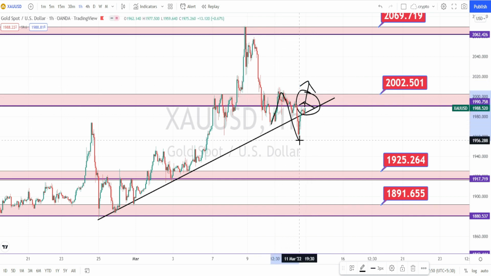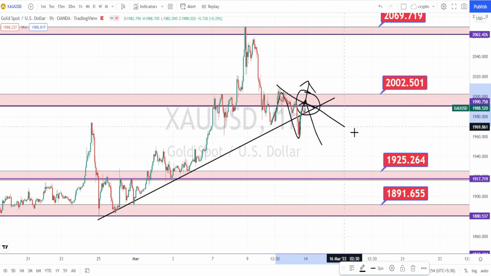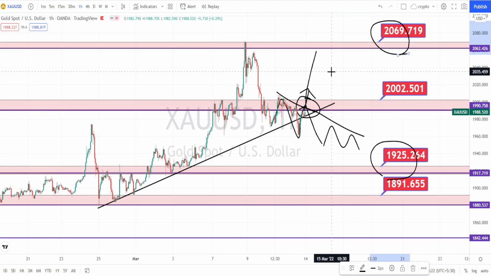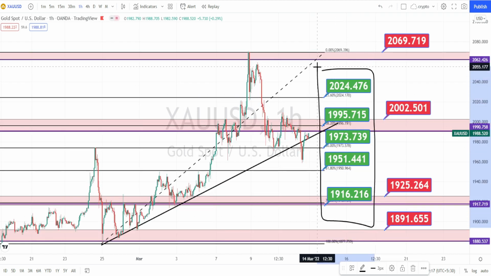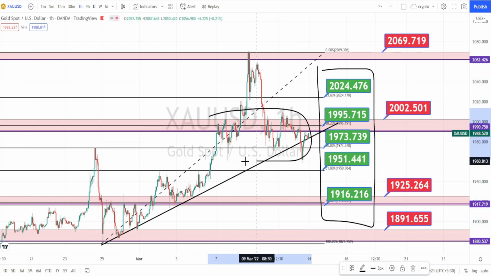Presently it has come down and retraced. We can also expect the price action to continue its downtrend by retracing this way. Let us mark the support and resistance levels for hourly time frame. So the values in green color boxes are the support and resistance levels for hourly time frame. Currently the price action is consolidating within these support and resistance levels.